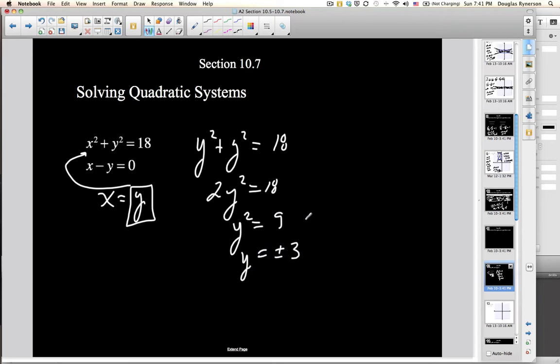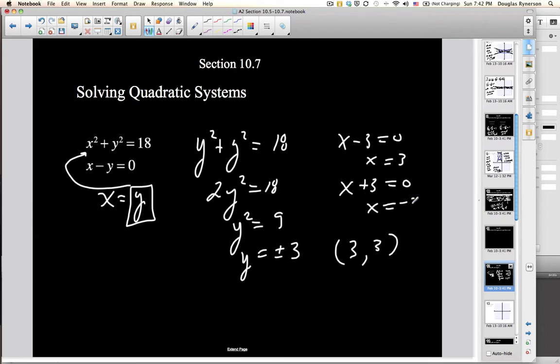So what's different now from linear systems is that I have found two different solutions for y, and I need to plug them both back into the original equation. So I have x minus 3 is equal to 0, and also x minus negative 3, so that would be x plus 3 is equal to 0. So in this case, when y was 3, x is 3, and when y was negative 3, x is negative 3. So these are my two solutions.